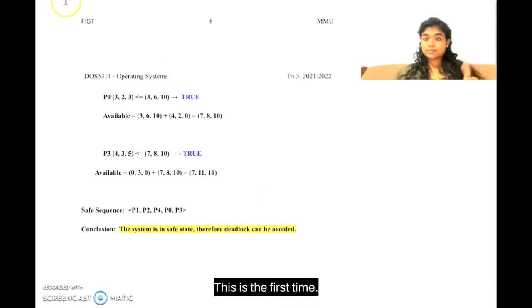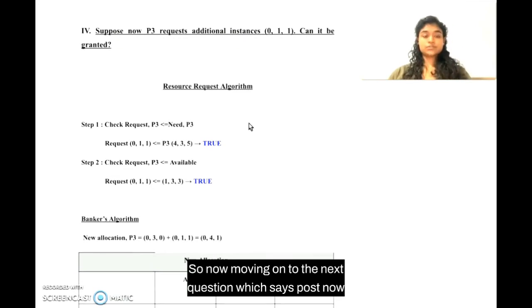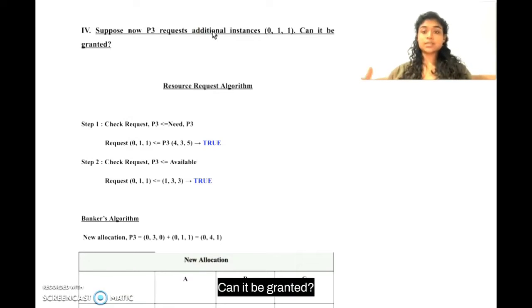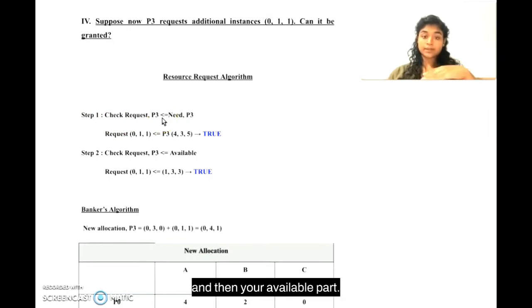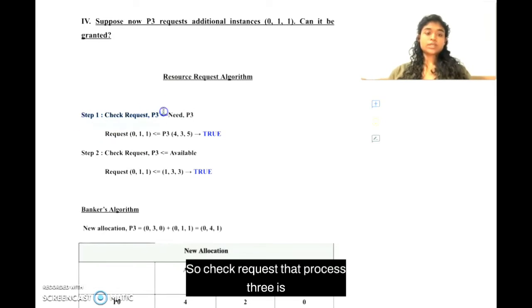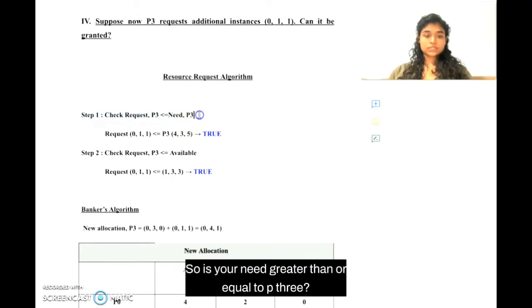So this is the first part. Now moving on to the next question, which says, suppose now process 3 requests additional instances 0, 1, 1. Can it be granted? Okay, so there are two steps to this, which is your need part and then your available part. Okay, so first, step 1. Check whether the request of process 3 is less than or equal to need.